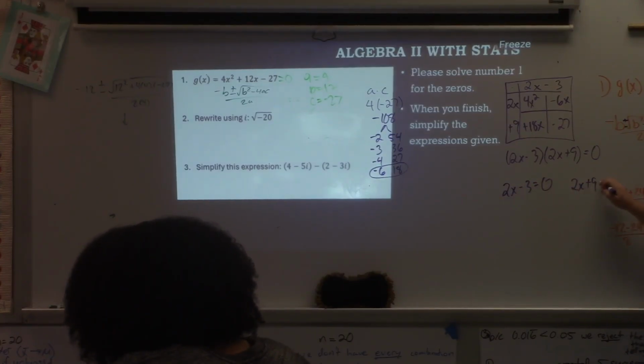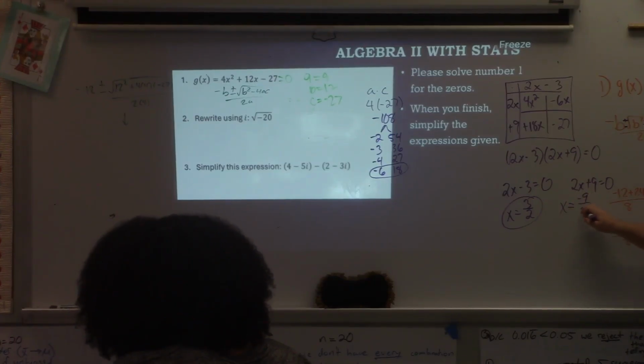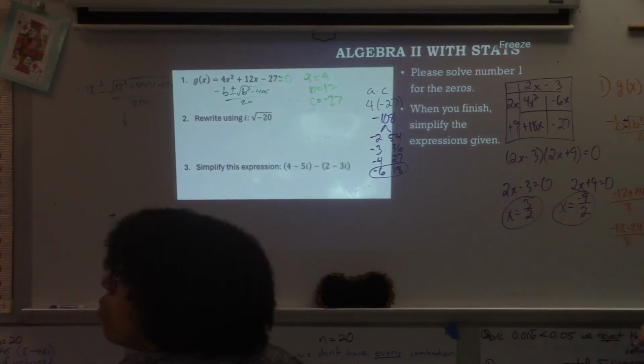using the quadratic formula, you should have gotten x equals 3 halves and x equals negative 9 halves, which is what I saw around the room a lot, okay?